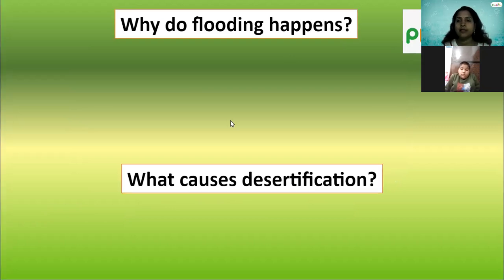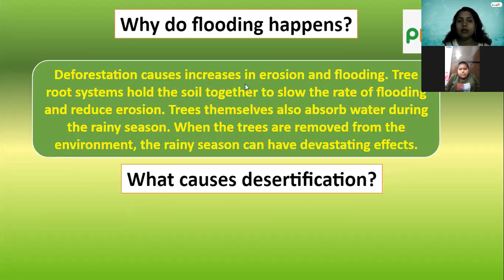Why does flooding happen? If we cut down the trees, then who can hold the soil tightly? When a flood is coming, what happens? The soil will be washed out. So deforestation causes an increase in erosion and flooding. The root system holds the soil together to slow the rate of flooding. The roots of the trees hold the soil very tightly, so they reduce soil erosion.